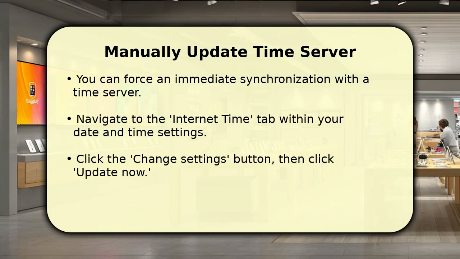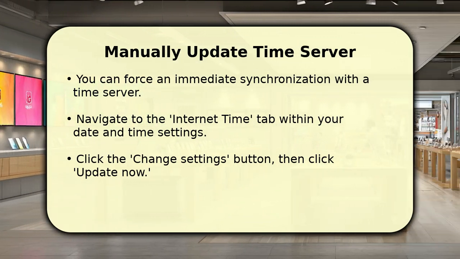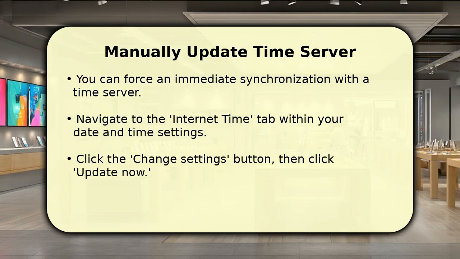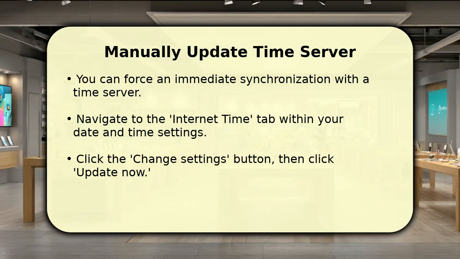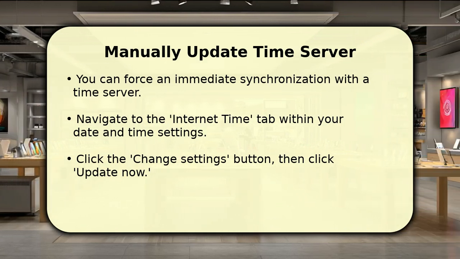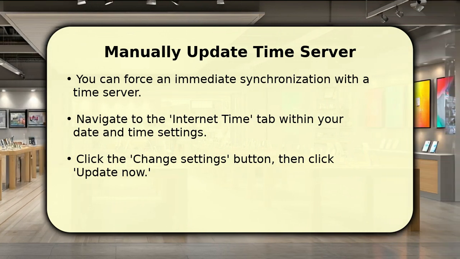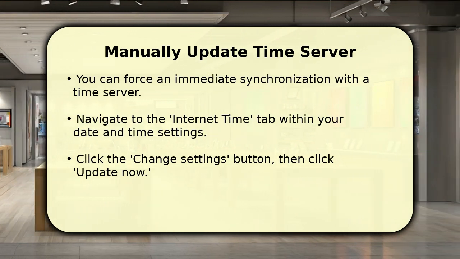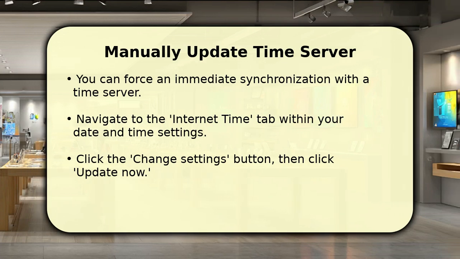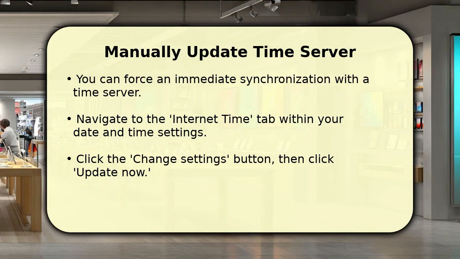In the date and time settings, find the Internet Time tab. Click on Change Settings, then simply click the Update Now button. This action prompts your computer to immediately fetch the correct time from the chosen server. If the problem persists, try selecting a different Internet Time server from the provided drop-down list and updating again. Sometimes a specific server may experience temporary issues.